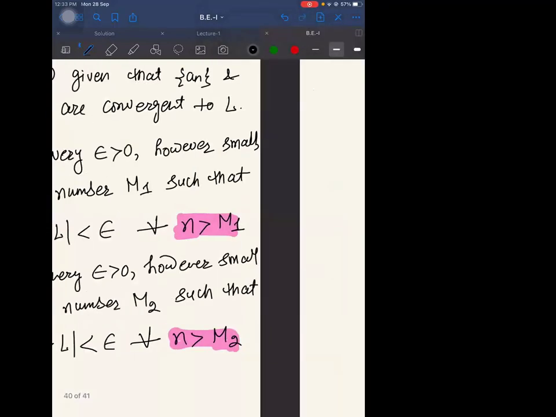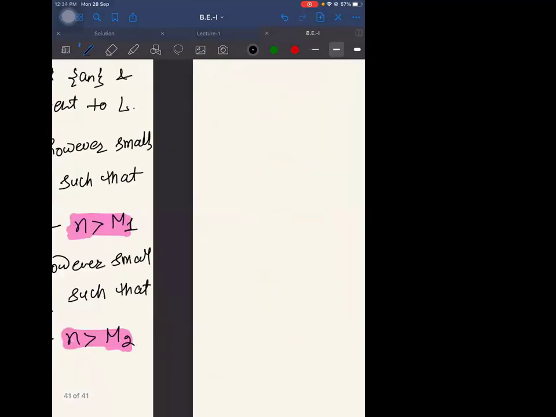So I'm clearing that page. Now I'll therefore choose the maximum of M1 and M2. Now we actually do not know what this maximum of M1 and M2 is. M1 may be the maximum or M2 may be the maximum. We really don't know, right? So whatever the maximum is, we change its notation and say that it is M.